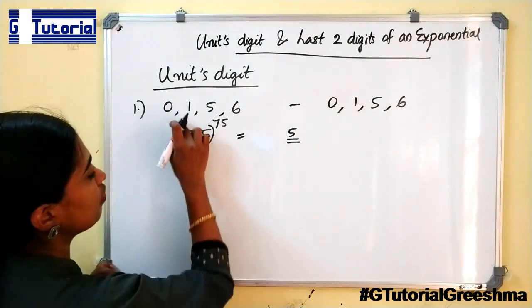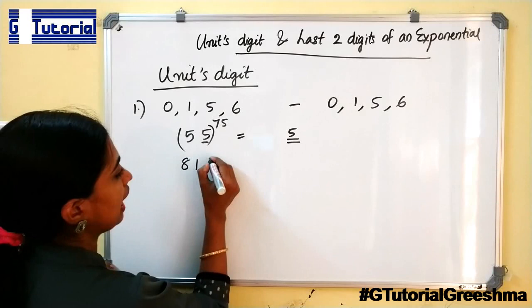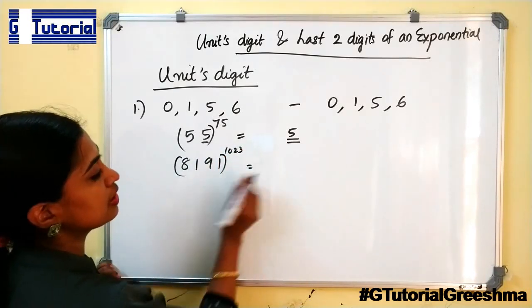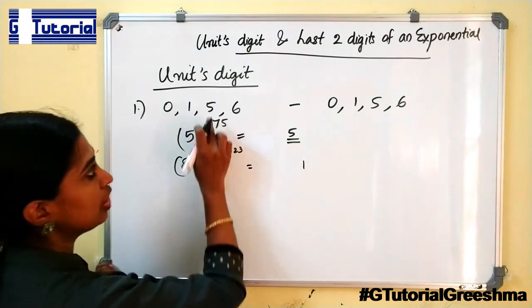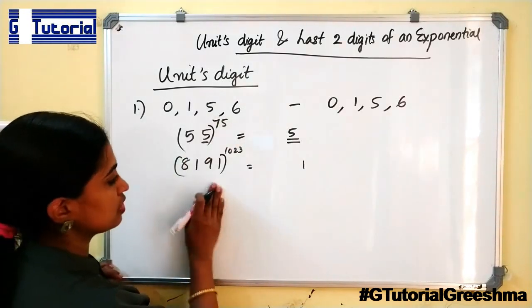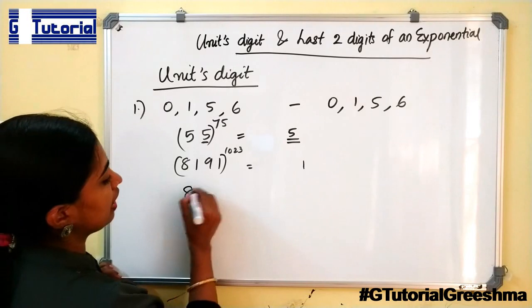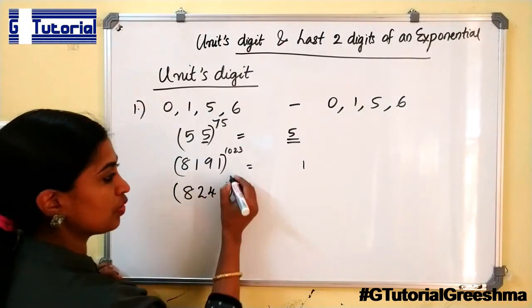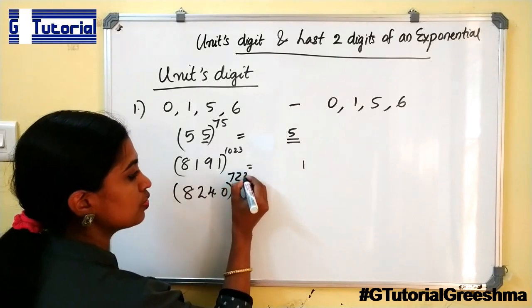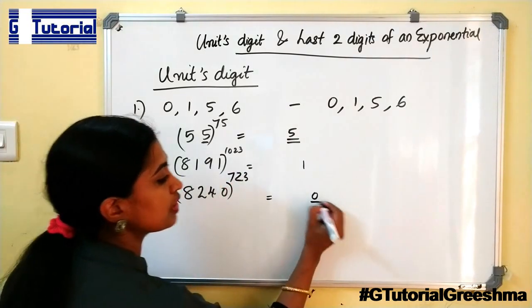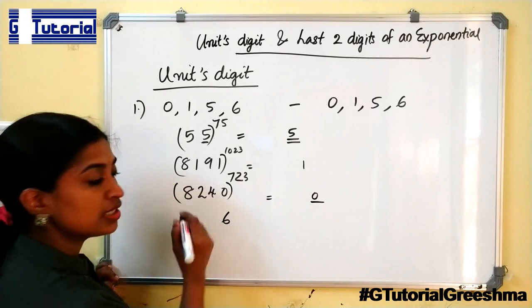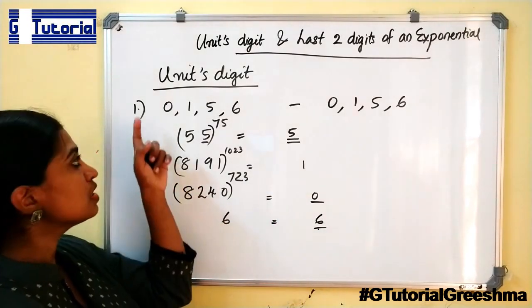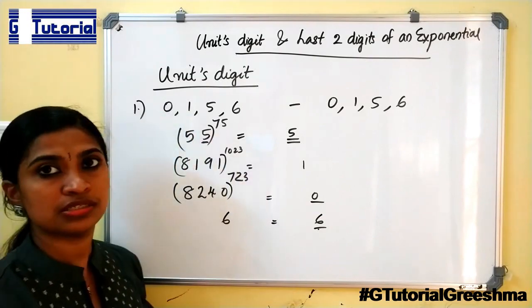Next is 1. If a number is ending with 1, then its last digit will also be 1. If the number is ending with 5, we have considered that case. If the number is ending with 0, then also the last digit will be 0. If the number is ending with 6, then the last digit will be 6. This is the case of numbers 0, 1, 5 and 6.